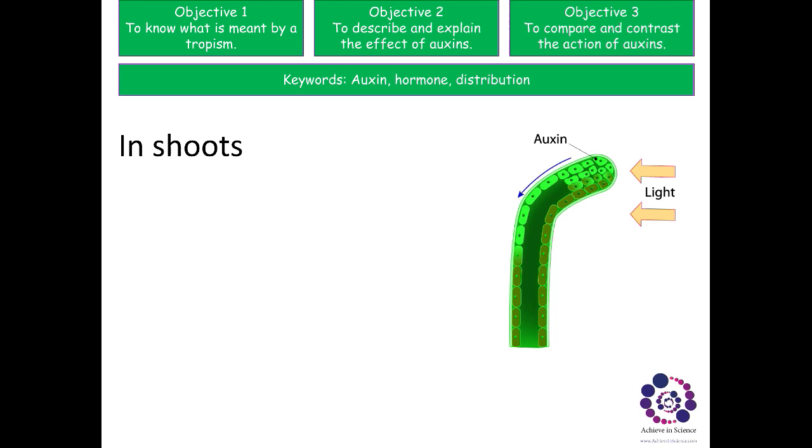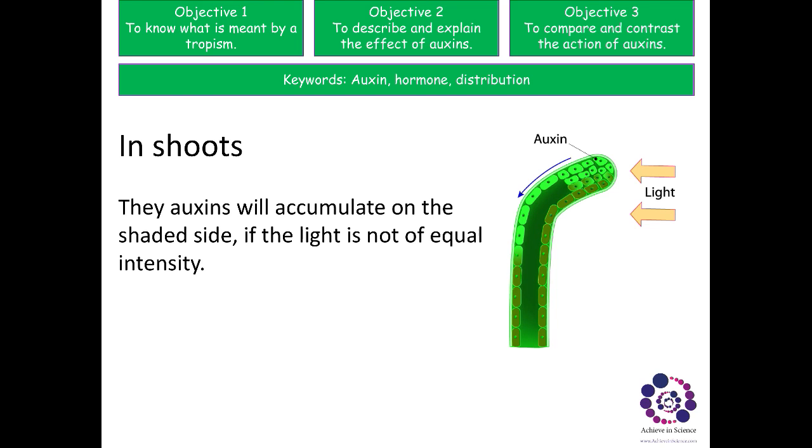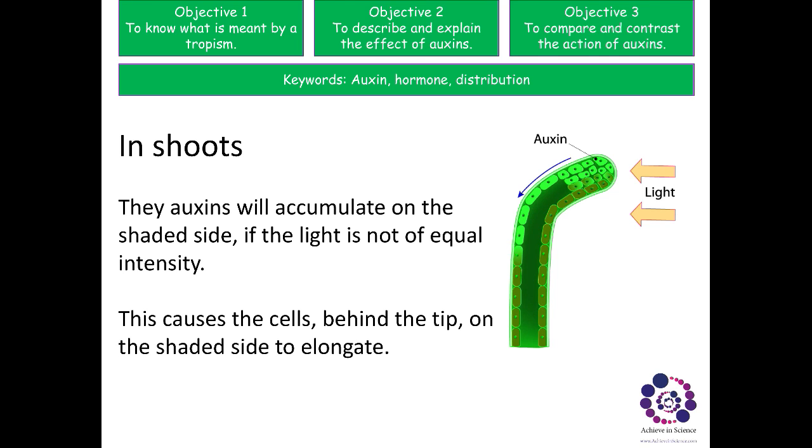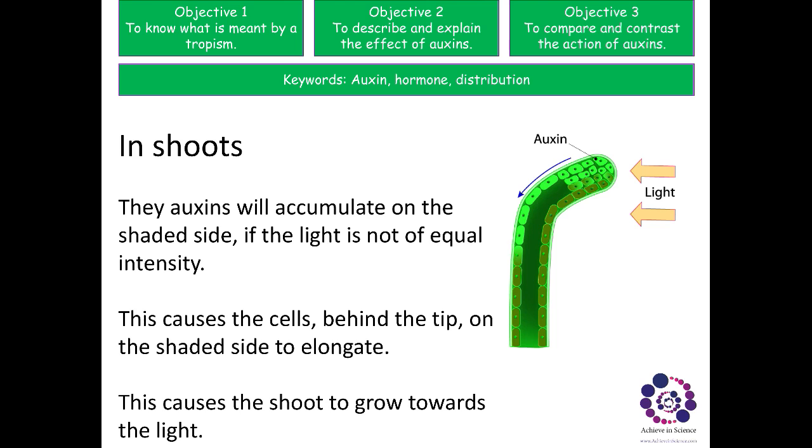So in the shoots, what happens if the light is on one side? Well, this will cause the auxins to accumulate on the shaded side of the plant, and therefore there is unequal distribution. This will cause the cells behind the tip on the shaded side to elongate, to get longer. This will therefore cause the shoot to grow towards the light and therefore bend. If you think about it, in order to bend, that top section which has received the auxins needs to have longer cells compared to those on the underside.